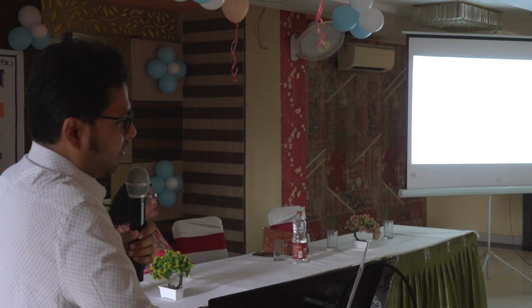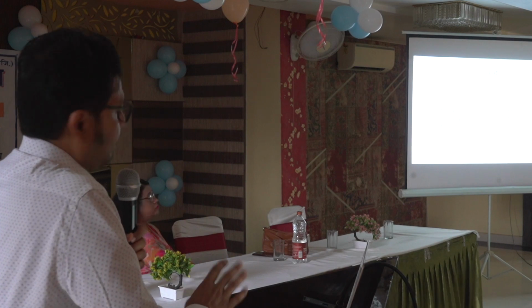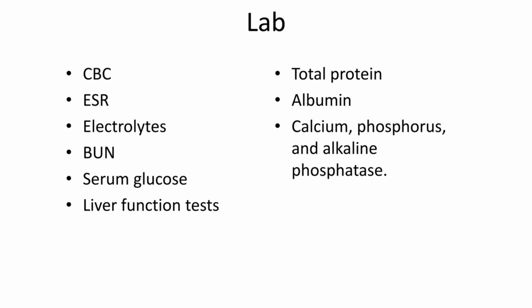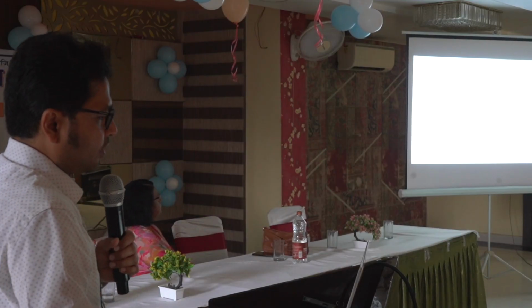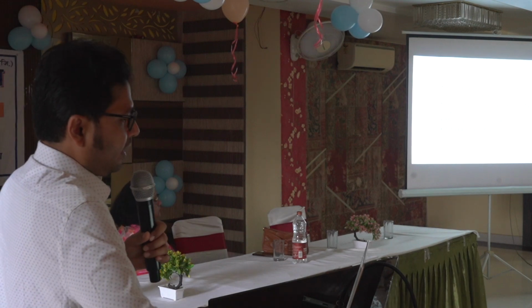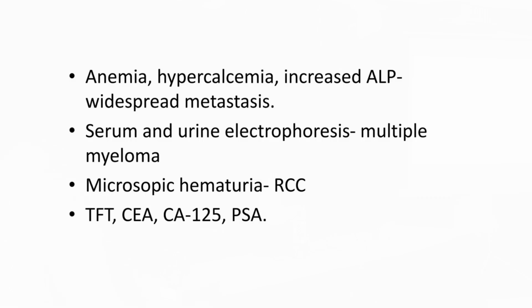Among the lab investigations, all the basic investigations should be done as you do in your patients, like CBC, ESR, serum electrolytes, blood urea nitrogen, serum glucose, LFT, total protein, albumin, calcium, phosphorus, and alkaline phosphatase. These investigations are somewhat related to pathological fracture, and should be done routinely to rule out other causes. And if you see anemia, hypercalcemia, and increased alkaline phosphatase, then you may suspect metastasis.